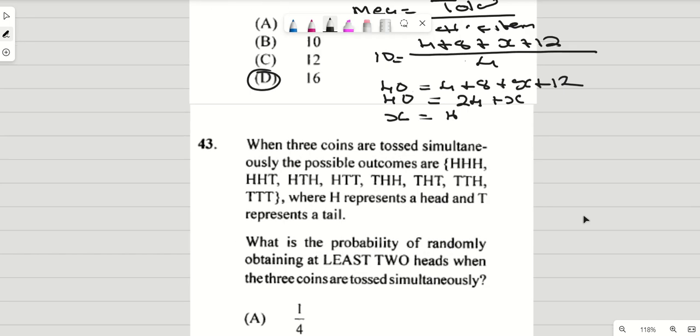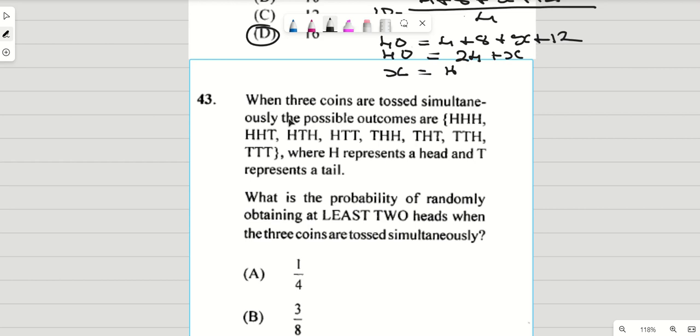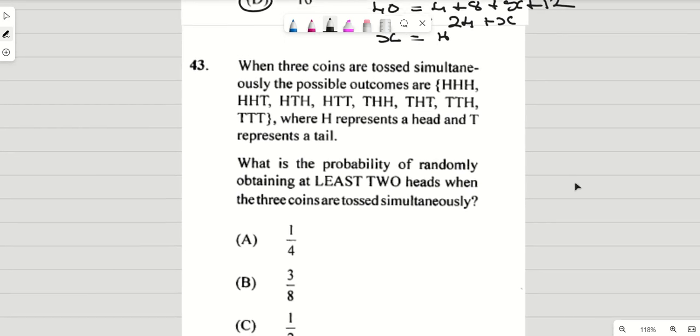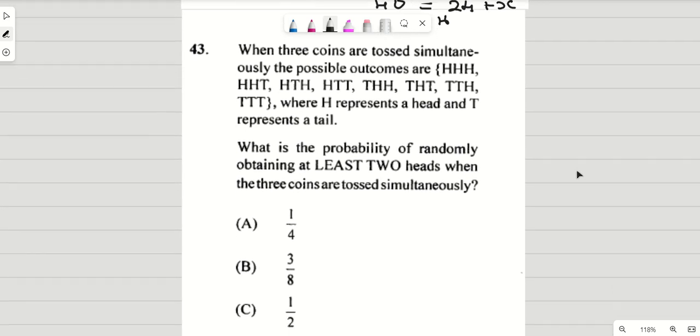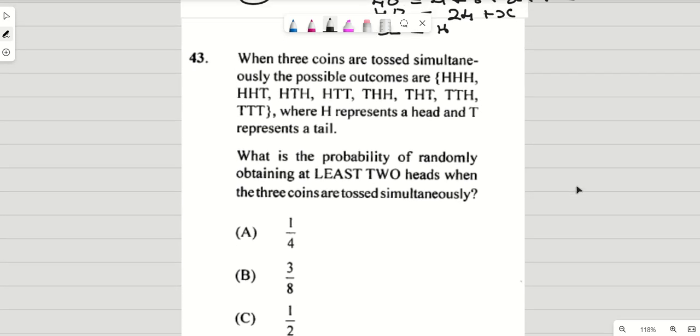Right, let's look at 43. When three coins are tossed simultaneously, I don't even know if to teach this, but anyway, we'll do it. When 3 coins are tossed simultaneously, the possible outcomes are, I'm not going to read it, it's this, where H represents heads and T represents tails. What is the probability of randomly obtaining at least 2 heads when the 3 coins are tossed simultaneously?